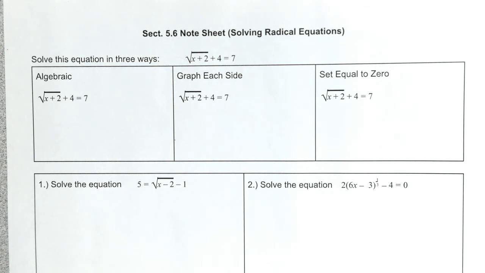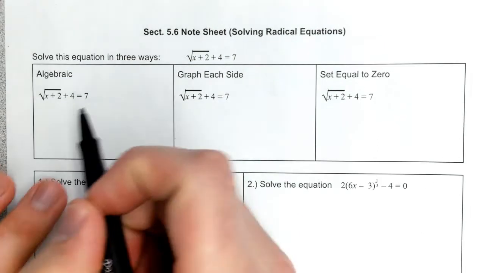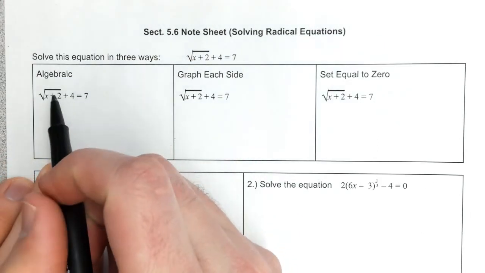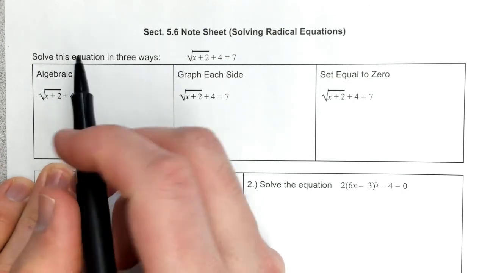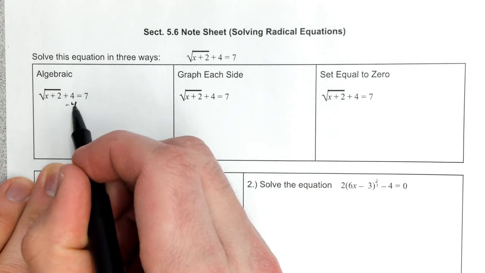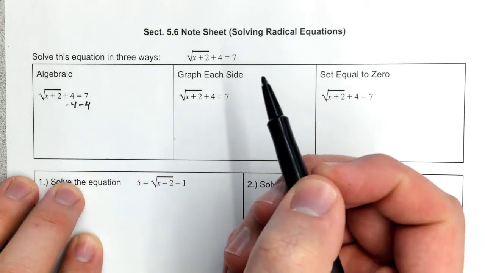To solve this equation algebraically, what you're going to do is get the radical, the square root, by itself. Then you're going to square both sides to undo the radical and then solve whatever is left over. I can't square right now because I'd have to square this entire left-hand side, which I'd have to FOIL. It would be an obnoxious mess. So I'm going to subtract 4 from both sides first.